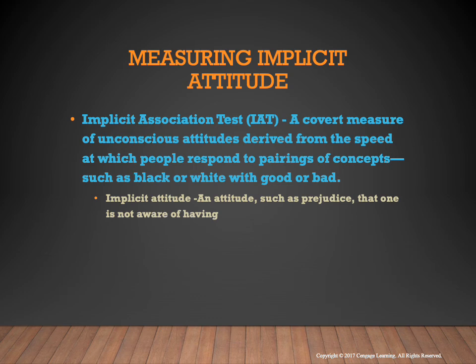Measuring implicit attitude. The most used and most famous implicit attitude measure is the Implicit Association Test, or IAT. It's a covert measure of unconscious attitudes derived from the speed at which a person responds to the pairing of concepts, such as black or white, with good or bad. It captures what we call implicit attitudes, which is an attitude such as a prejudice that one is not aware of having.